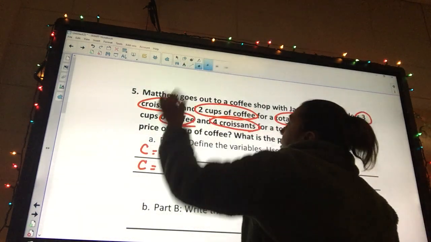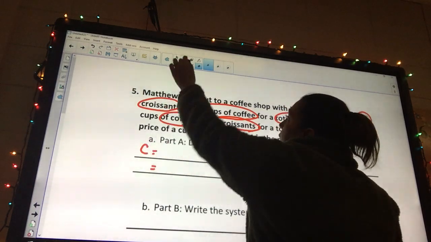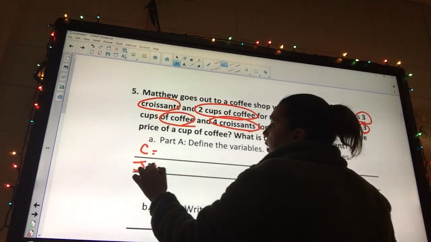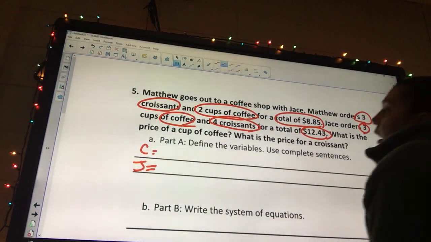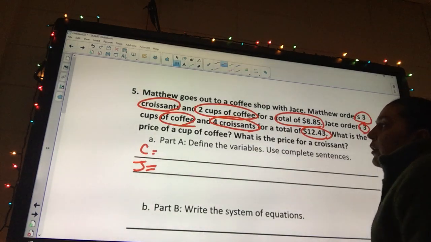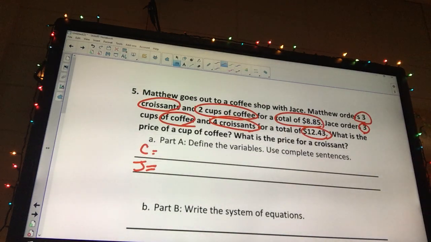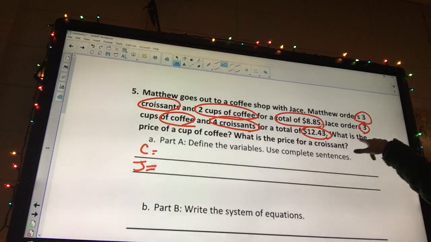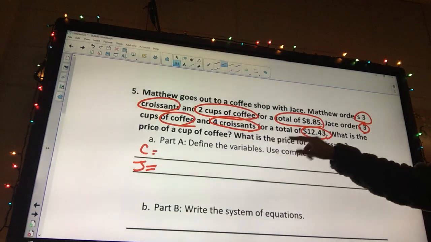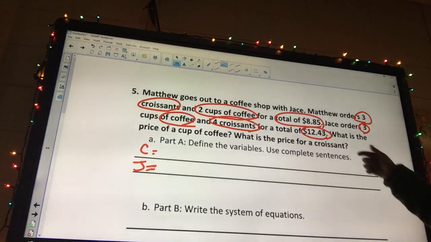So instead of coffee, I'm gonna use J. Okay, it still means coffee. Use something that you might remember. C is gonna be my croissants, and we need to think. So are we trying to figure out how many he bought, the price for 10 croissants, the price for 1 croissant? Okay, and you can always look down closer to the end of the paragraph, and it says, what is the price per a cup of coffee? What is the price for a croissant?